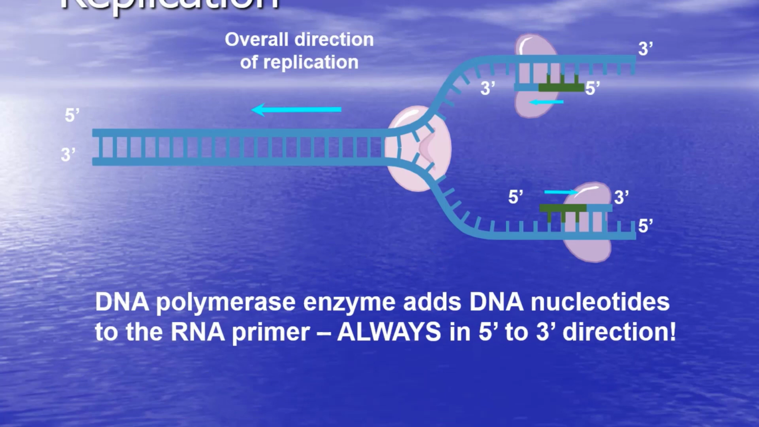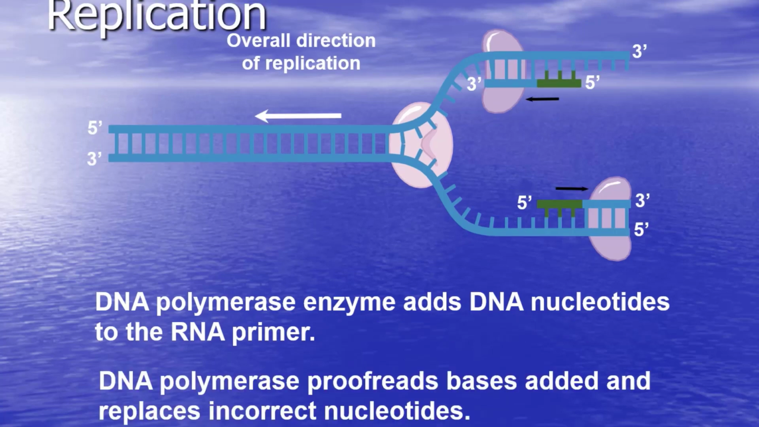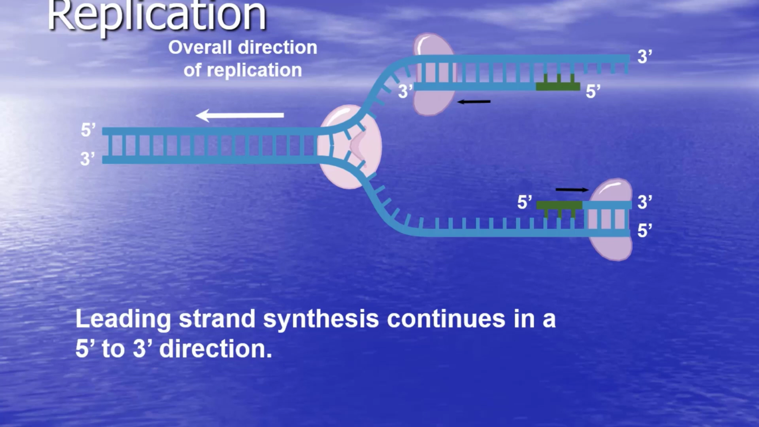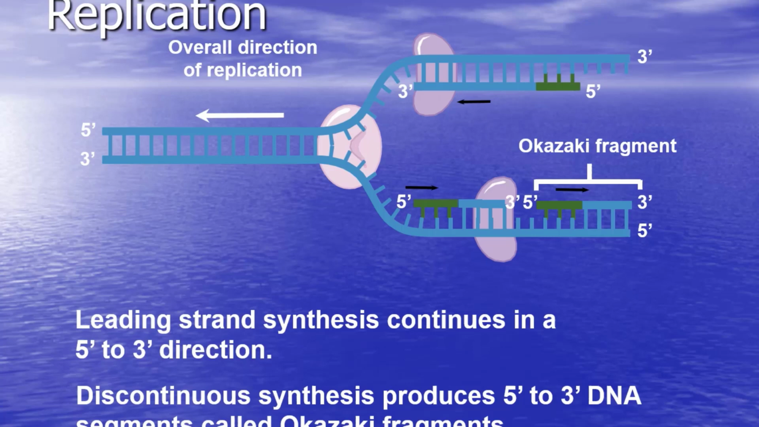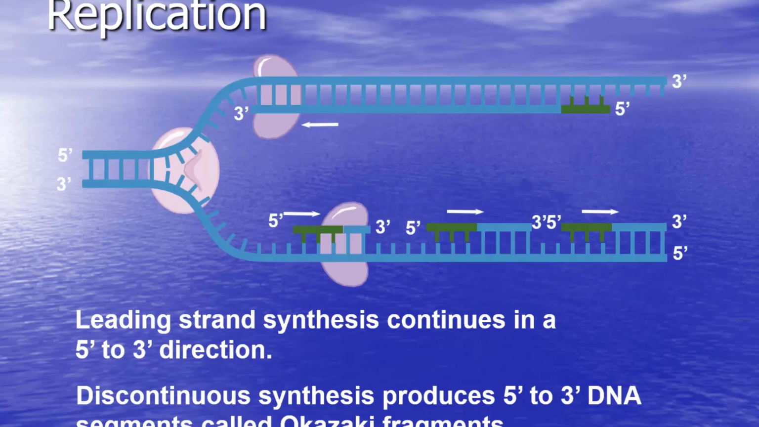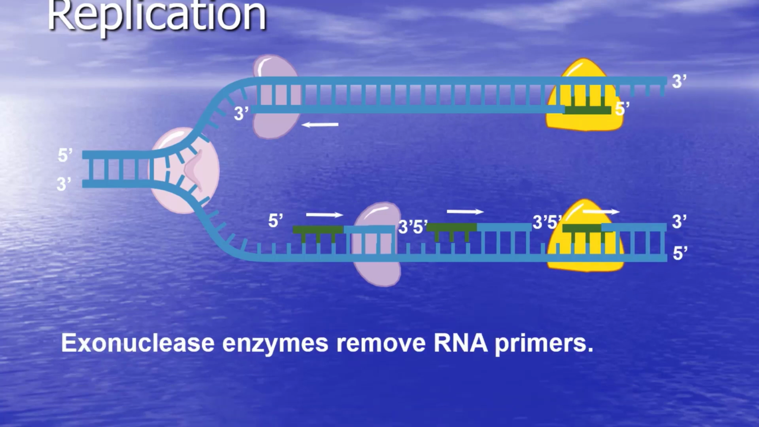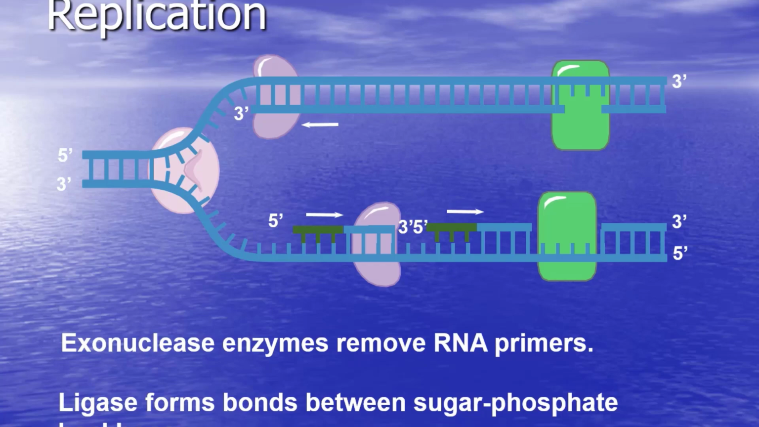DNA polymerase adds DNA nucleotides to the RNA primer in the 5' to 3' direction. DNA polymerase also proofreads the bases added and replaces incorrect nucleotides. Leading strand synthesis continues in the 5' to 3' direction. Discontinuous synthesis produces 5' to 3' DNA called Okazaki fragments. Leading strand synthesis continues in the 5' to 3' direction. An endonuclease enzyme removes the RNA primer, and ligase forms a bond between the sugar and phosphate.